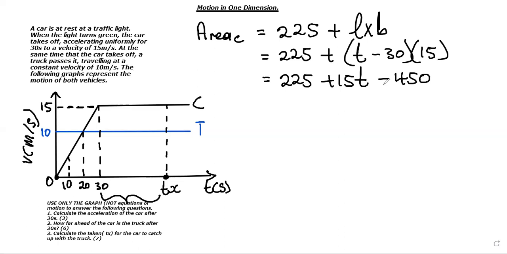Am I right? Let's check. Yes. Now, if you say 225 minus 450, you get negative 225. So this is the area under the curve for the car. But the area under the curve is actually the displacement, right? Fine stuff. Then we come back and find the area under the curve for the truck now.